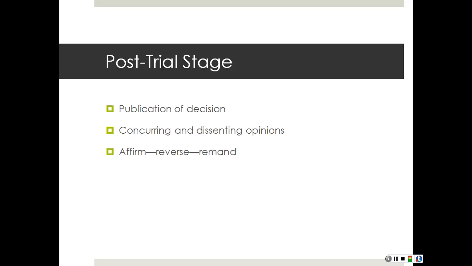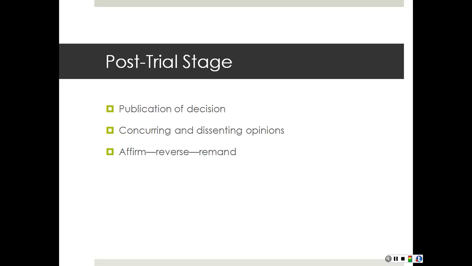The appellate court either agrees with the lower court's decision, which is known as affirming the decision, or the court disagrees, in which case they will reverse the lower court, or they might send the case back to the trial court for a new trial or other action, which is known as remand.